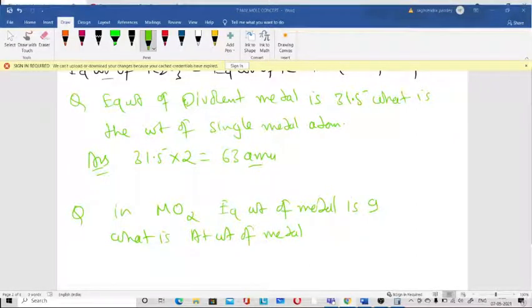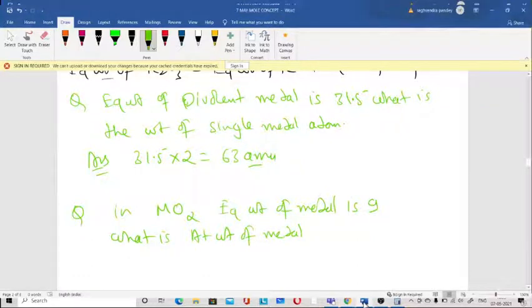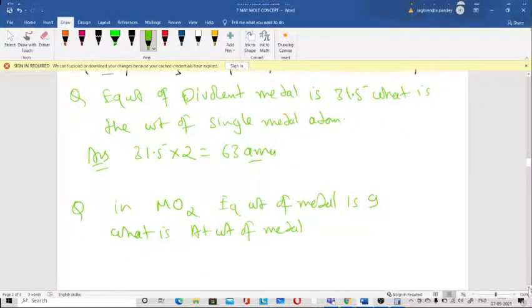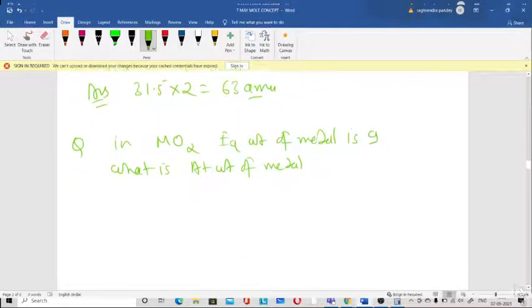Yes, Aditya, 6 AMU. No, atomic weight is in grams. 36 is the correct answer. Atomic weight is in grams.